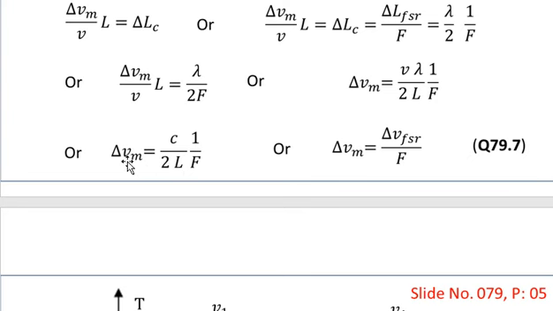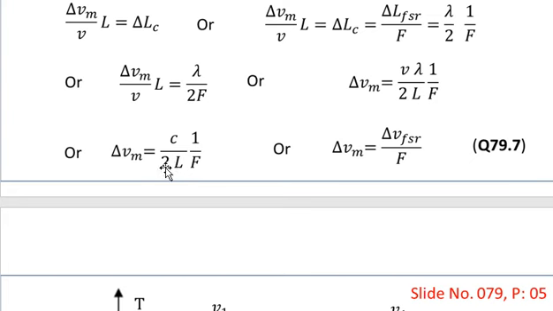Now if you want to improve the resolution, that is, if the two frequencies are close to each other, you see that if you increase the value of L, what will happen? This delta nu m will decrease. It means that the instrument will give you better resolution. So if you have a greater separation between the two plates of the interferometer, then delta nu m is further reduced, which means that you can even resolve the two frequencies which are even closer to each other.